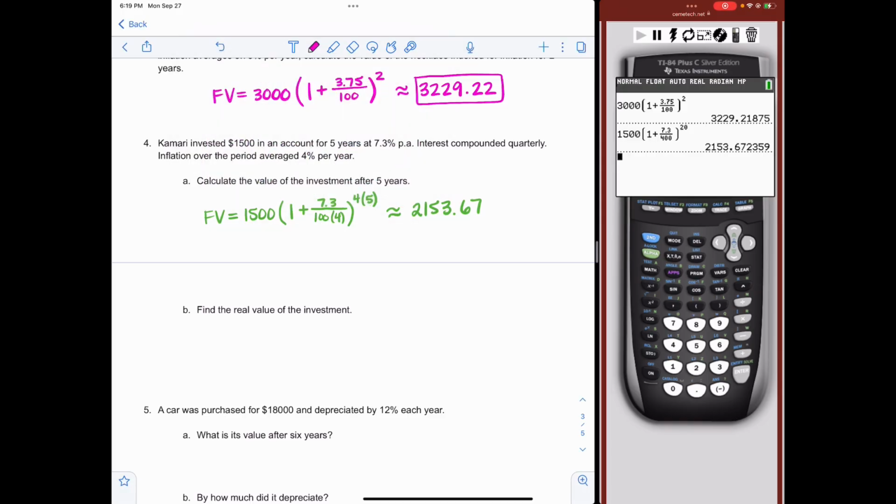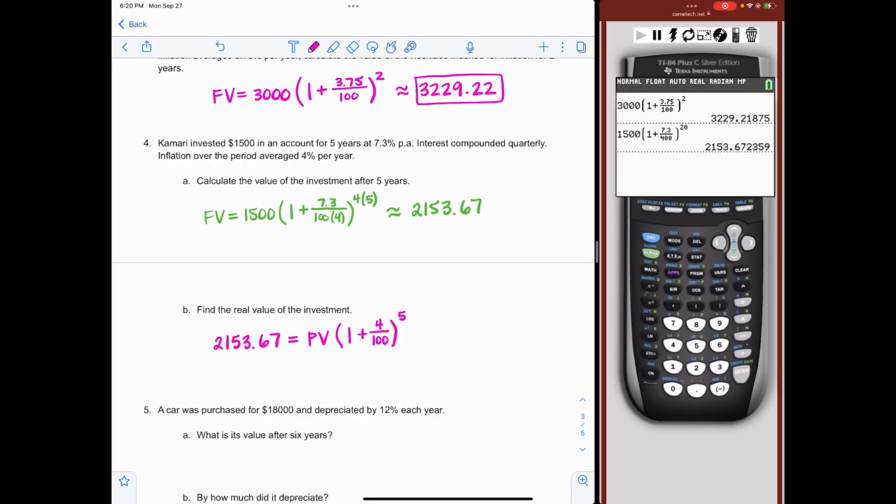So remember, the real value of the investment is basically looking at your future value in terms of today's money. So what we are going to do here is put in that our future value, of course, is $2,153.67. And we want to find the real value of it. Like, what is that amount of money 5 years down the road? What amount of money does that look like today? Okay. So we're going to have times 1 plus, it says the inflation rate is 4%. So we're going to have 4 over 100, and it's going to be over a period of 5 years.